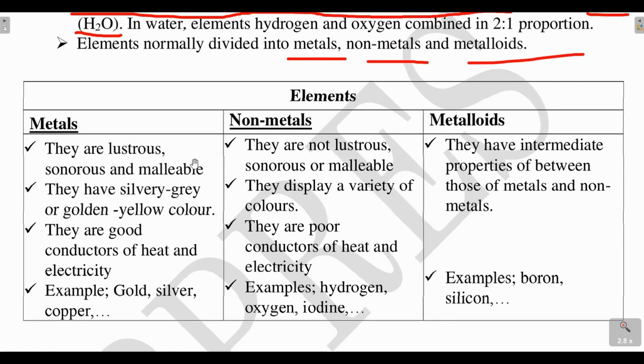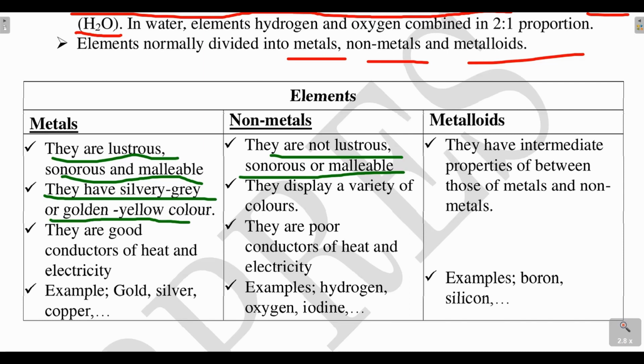In case of metals, they are lustrous, sonorous and malleable. And in case of non-metals, they are not sonorous, malleable or lustrous. And metals have a silvery gray or golden yellow color. Most of the metals are silvery gray or golden yellow. For example, familiar metals like gold, silver.